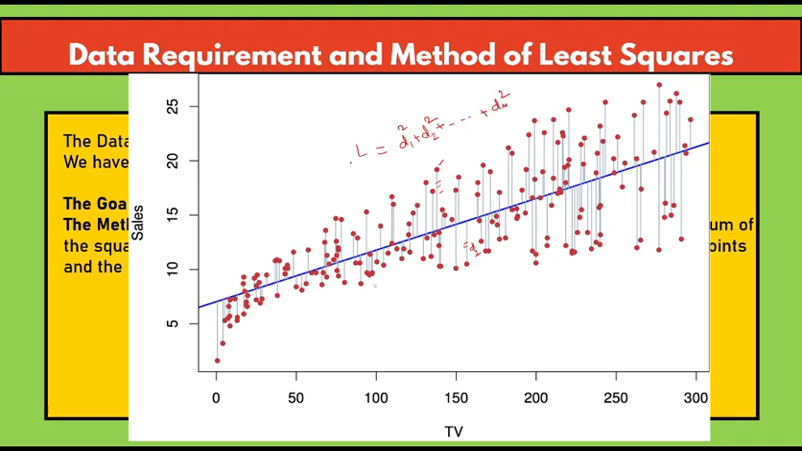Now I want this L to be minimum with respect to A and B. That means A and B are to be obtained in such a way that L is minimum. That is the concept of the method of least squares.